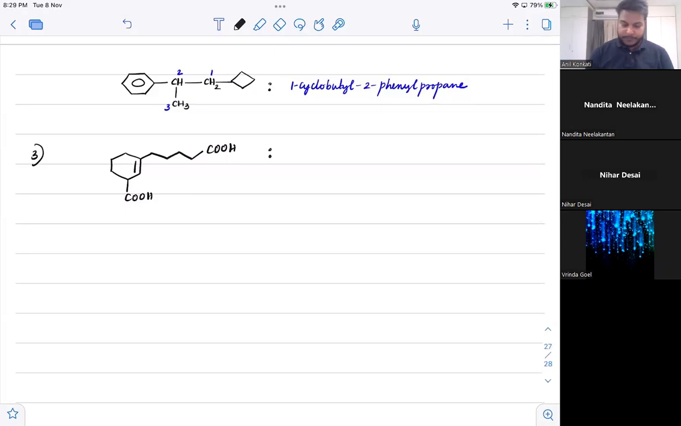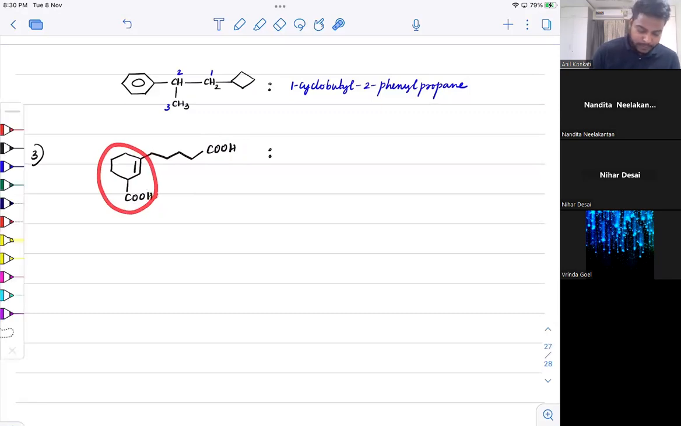Got it? Now look at this. The cyclic chain contains a double bond. The straight chain does not contain a double bond. The problem here is not the priority of the functional group, because both of them are equal. Then you have to check which contains the double bond. So the cyclic chain will contain the double bond, so that should get more priority. Therefore, the naming would start from here. 1, 2, 3, 4, 5, 6. That's how the naming would be.